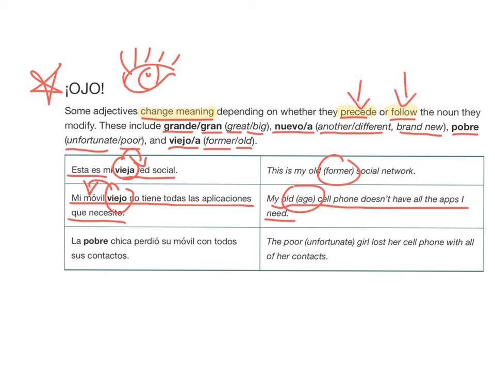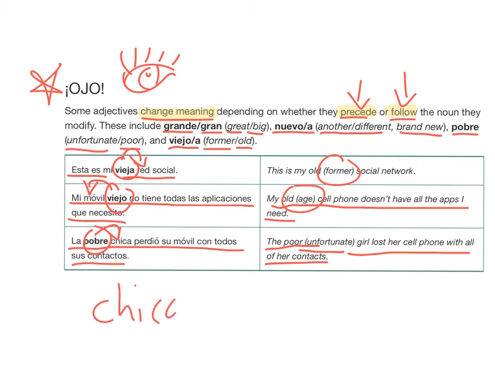Let's look at one more example. La pobre chica perdió su móvil con todos sus contactos. The poor, not poor in money, but meaning, that unfortunate girl lost her cell phone with all of her contacts. So by putting the adjective before the noun, I'm saying that she's unfortunate. If I said she was a chica pobre, she might not even have a cell phone because she's literally poor, meaning she doesn't have a whole lot of money.